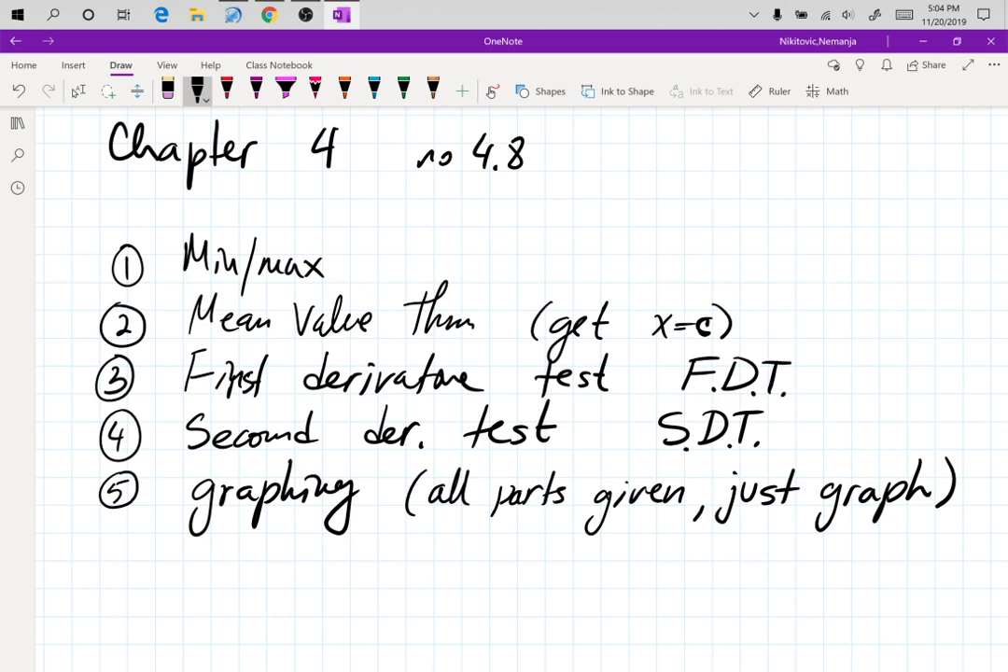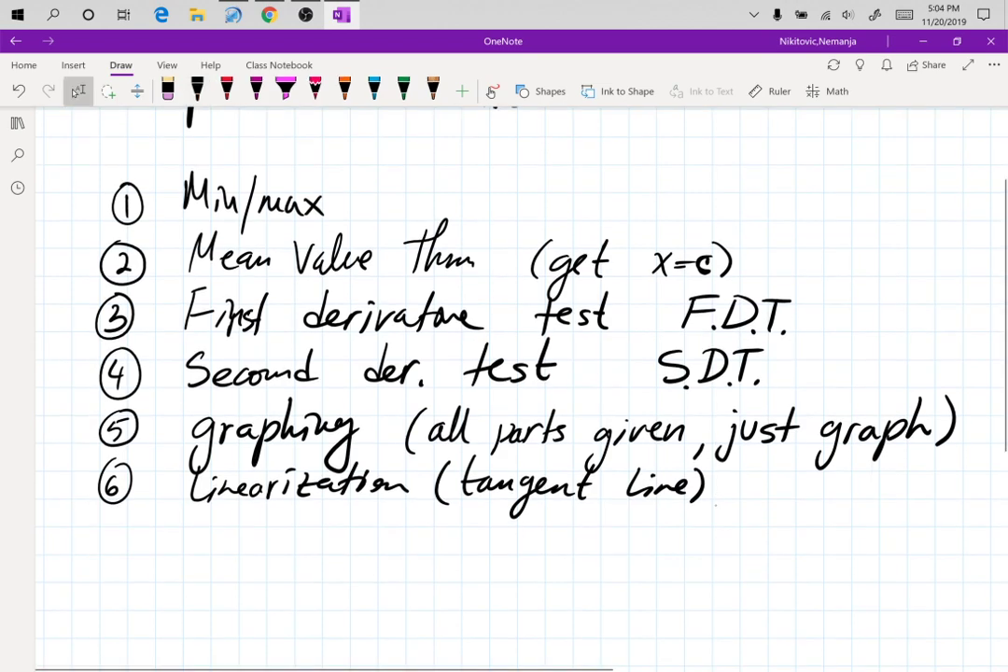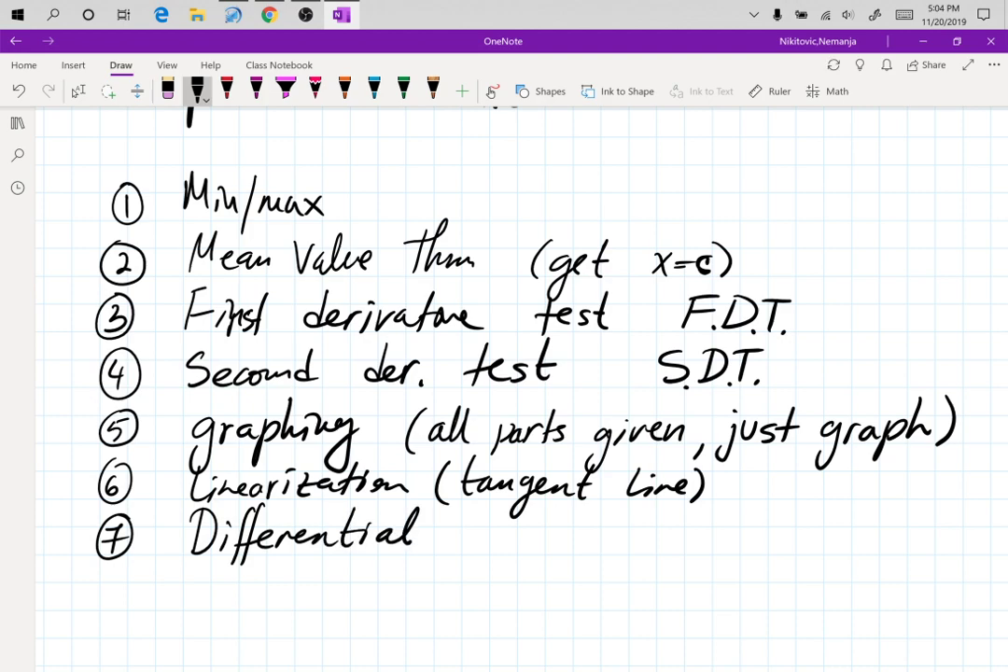The next one is a linear approximation, which is the tangent line. And I couldn't care less if you're going to use the L formula or you're going to use the tangent line. I don't care, right? So number 6 is linearization, and in parentheses, I'm going to put tangent line. It's the same concept. Whichever one you use, you will have to get the same answer. 7 is differential. And this could be either a regular problem or a word problem. So I'll just put maybe a word problem.